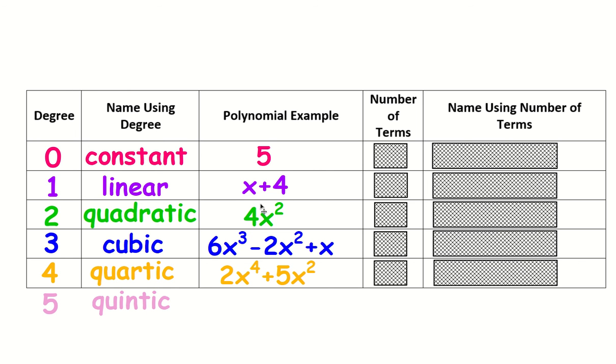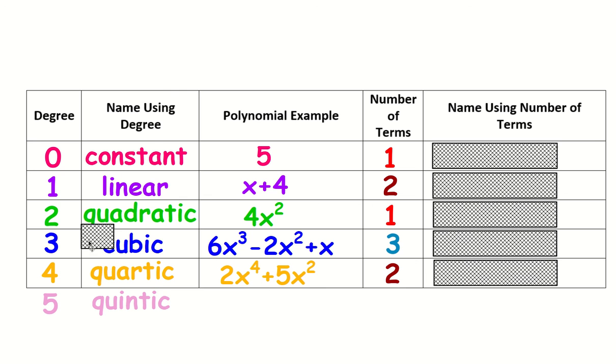Now, you can also classify polynomials by the number of terms. How many terms are here? Well, there's just one term. And here, there's 2 terms. I hope you have a decent background with identifying how many terms you're looking at in a polynomial. So here, once again, 4x squared, there's only one term. Remember, terms are separated by pluses and minuses. So in this blue one right here, there are 3 terms: you have 6x cubed, the negative 2x squared, and the positive x. So here we have 2 terms, the positive 2x to the 4th and the positive 5x squared.